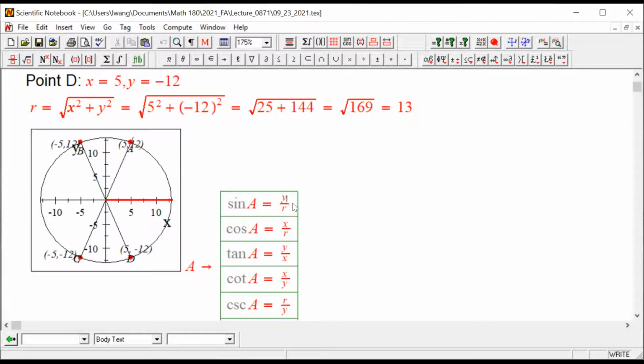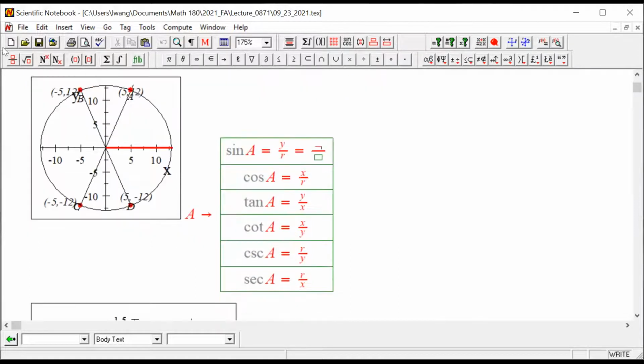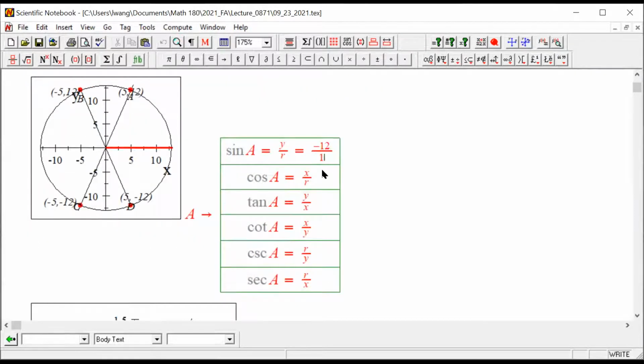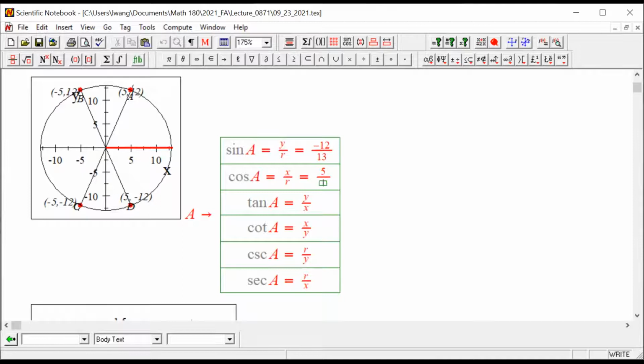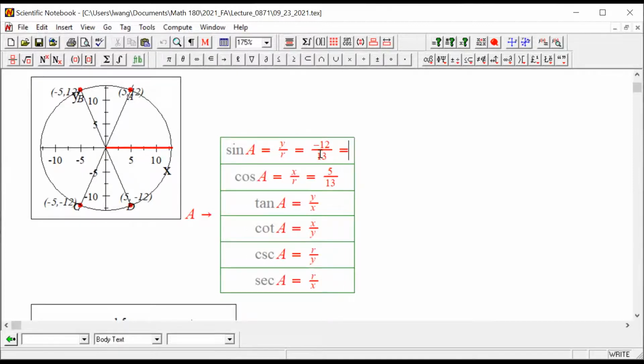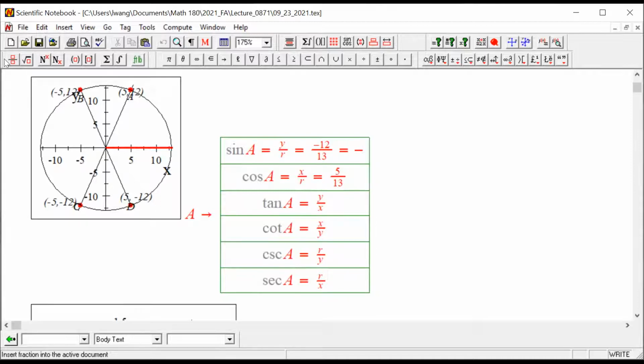Now y over r is going to be negative 12 over 13. X over r is going to be 5 over 13. Tell me if I made a mistake. And in the first one, you may like to write it in the preferred form.